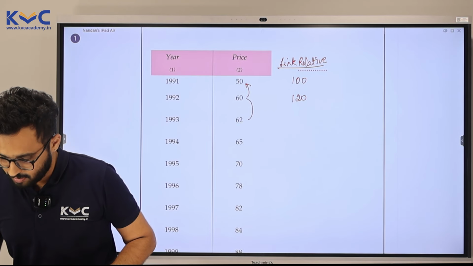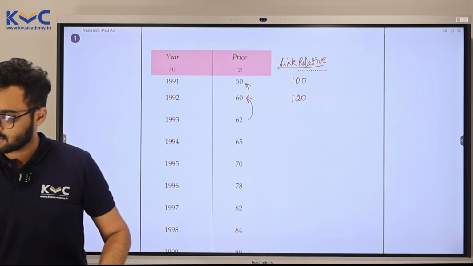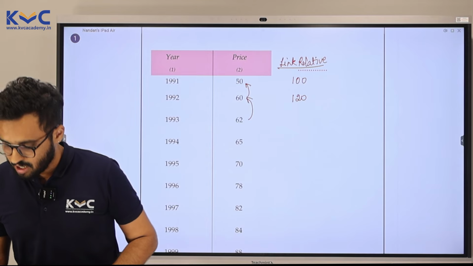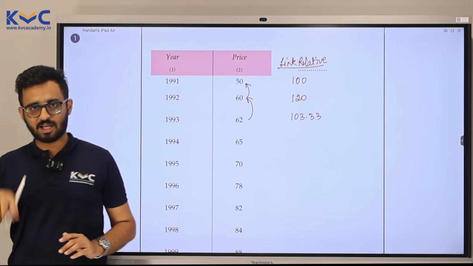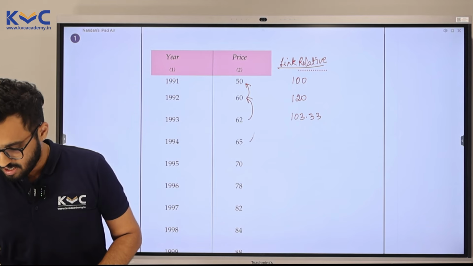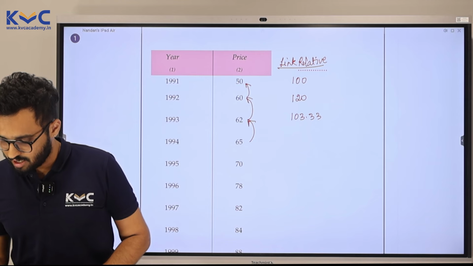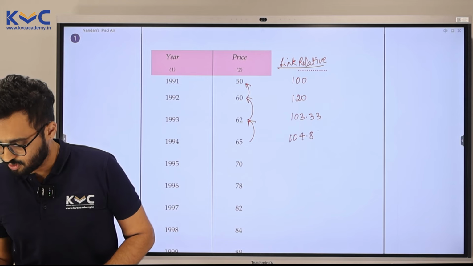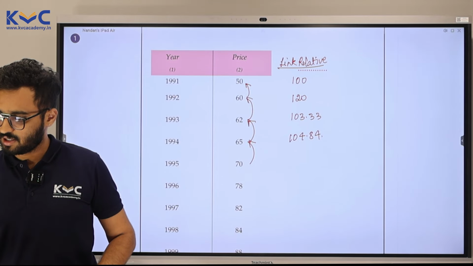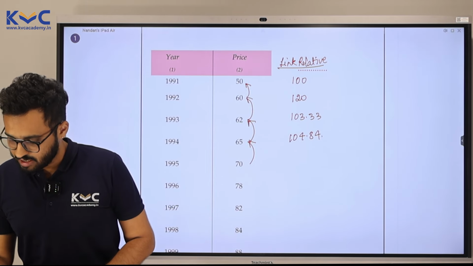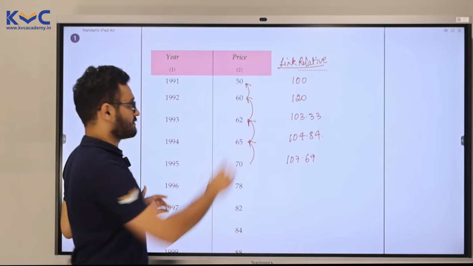Next, 62 by 60 into 100, you get 103.33. Next, 65 by 62 into 100 is 104.84. Next, 70 by 65 into 100 is 107.69. So for every year I am taking the previous year as the base.